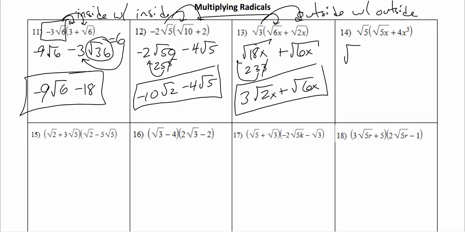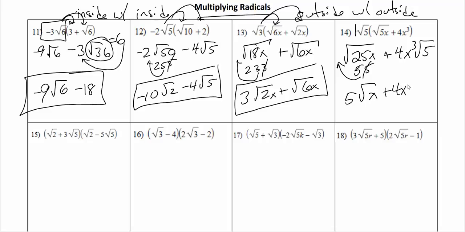This one, when I multiply, gives root 25x plus 4x to the third root 5, because it's inside with inside, outside with outside. There's no inside here, so it stays there by itself, and there's no outside here. Really there is, but it's a 1, so that's why it's just 4x to the third power. But 25 is 5 and 5, pop, cross, so it's 5 root x plus 4x to the third root 5. There we go. Those are actually a little easier.